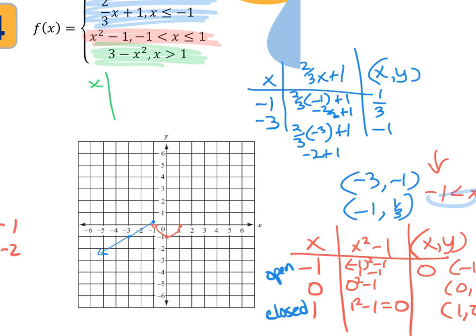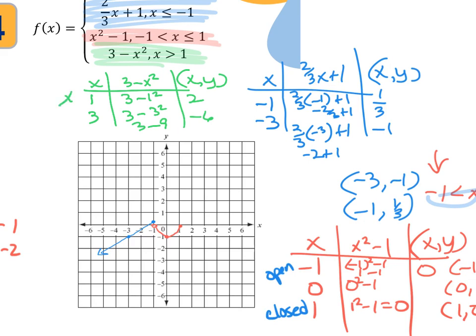And again, I can do a little chart here. 3 minus x squared. And again, my numbers need to be 1 or bigger. So it doesn't matter what you plug in. I could plug in 1 and 2 or 1 and 3. So 3 minus 1 squared is going to be 2. If I plug in a 3, 3 minus 3 squared, 3 minus 9, and I get -6. So let me go ahead and graph those two.